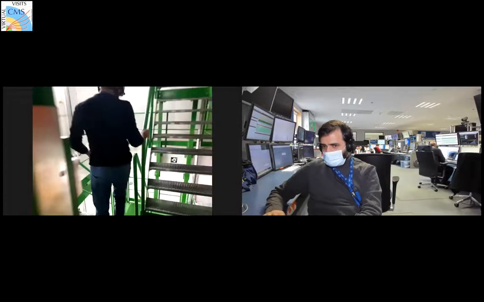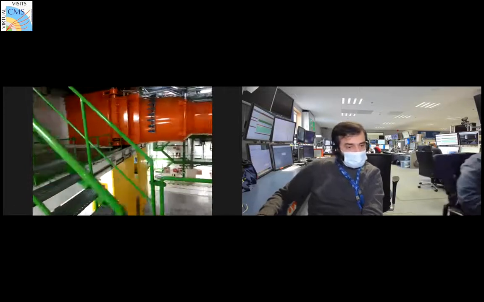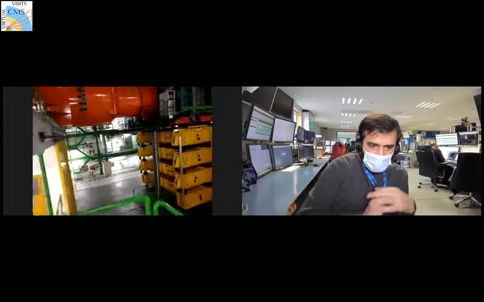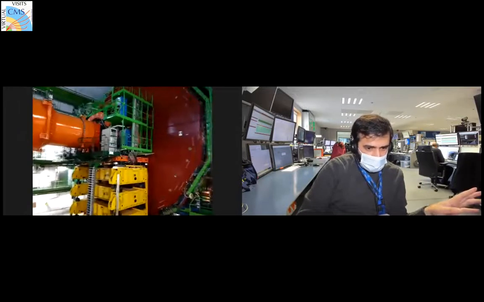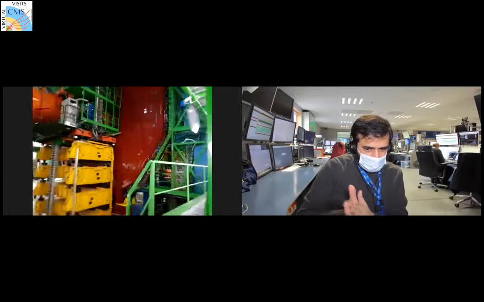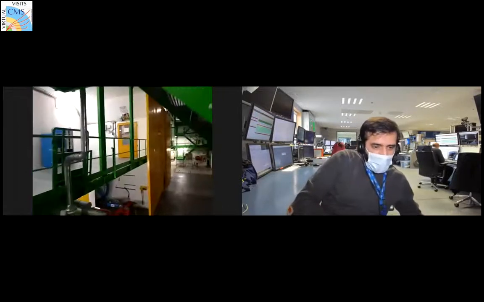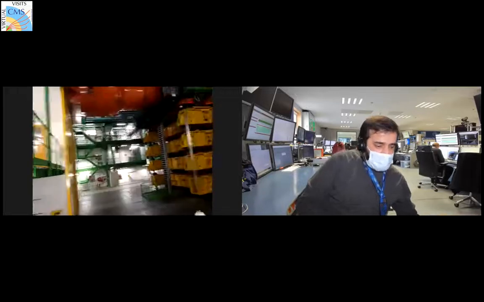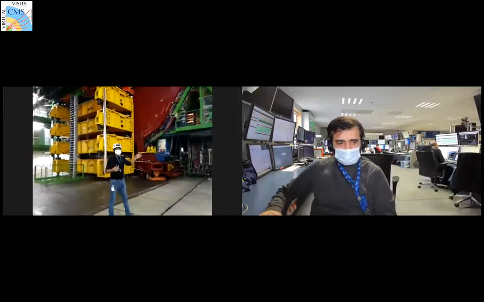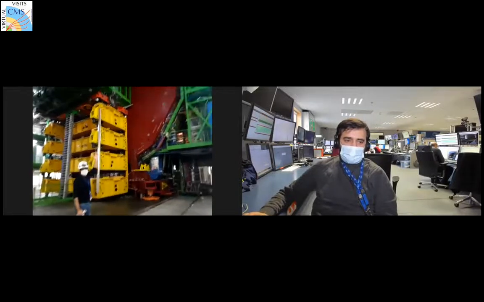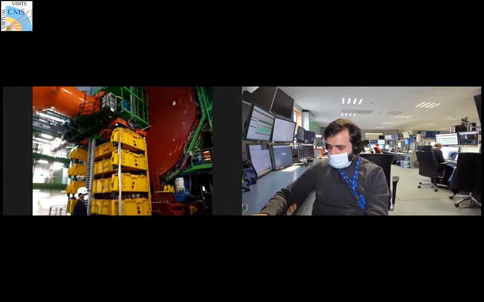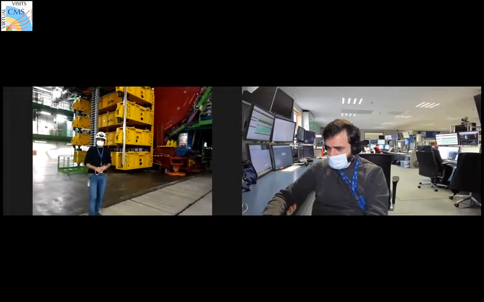Can you go down, sir? So we are getting to the lower parts of the experiment. So you can imagine the size of the CMS experiment. It's almost 25, 30 meters high here, right in front of us. So it's not a small experiment. The weight is also quite huge.